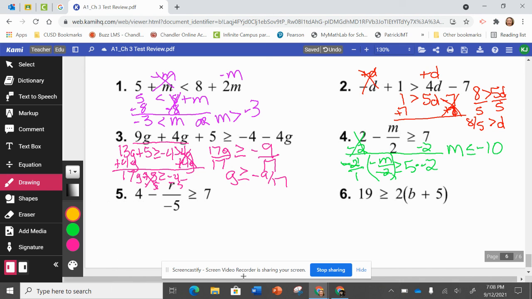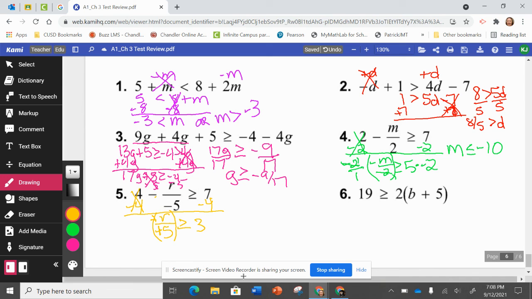Number 5. The opposite of a +4 is a -4. So I'm going to start with subtracting 4 from both sides. 4 minus 4 is 0. We have -r over -5. And 3. So these negatives actually add the opposite there. Negative over a negative is a positive. So this is actually +r divided by +5.